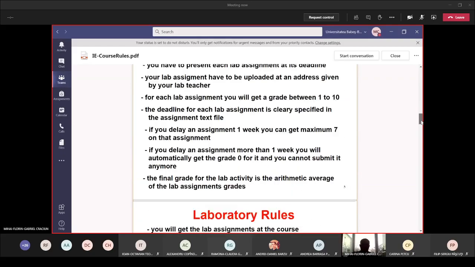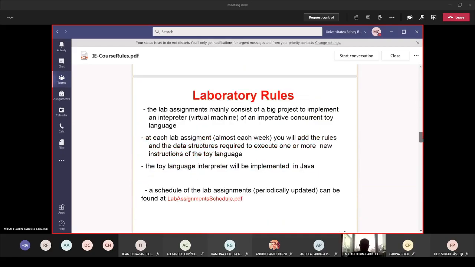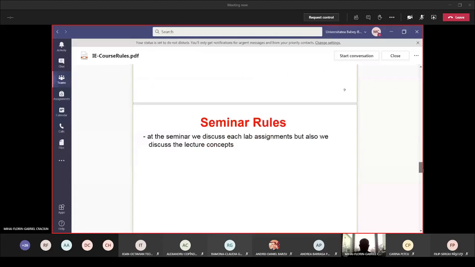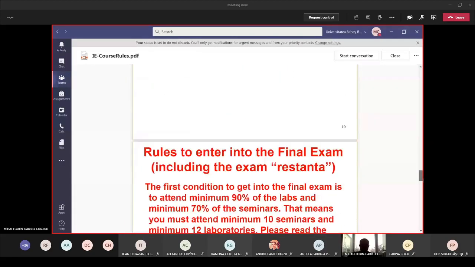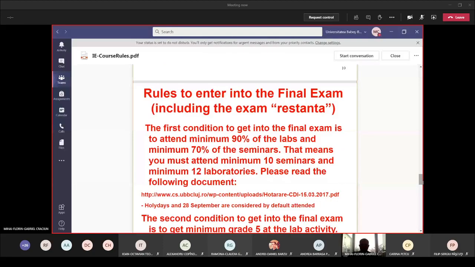Please also take a look at your attendance in order to respect the rules. You know the rules. You must attend a minimum of 10 seminars and 12 labs. Of course, those dates when there was an official holiday count as attendance for you.